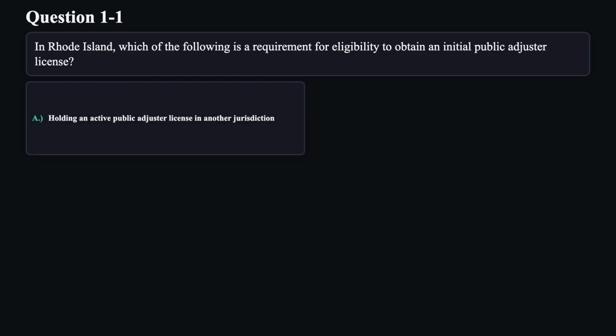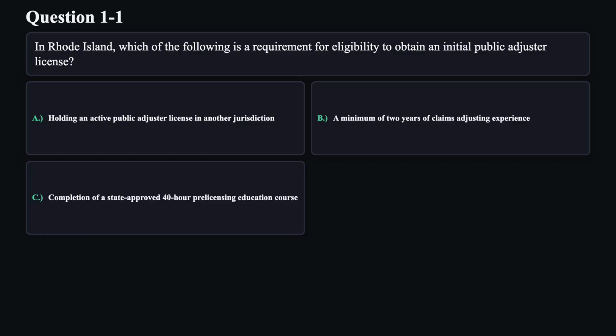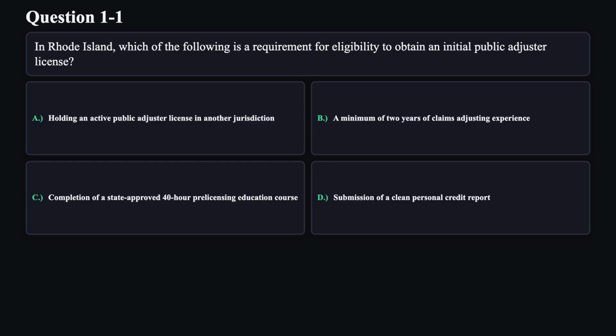A. Holding an active public adjuster license in another jurisdiction. B. A minimum of 2 years of claims adjusting experience. C. Completion of a state-approved 40-hour pre-licensing education course. D. Submission of a clean personal credit report.